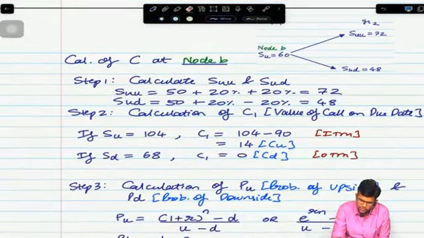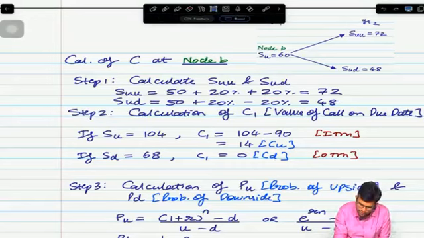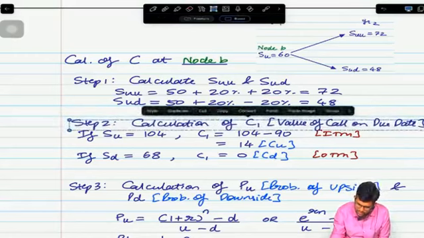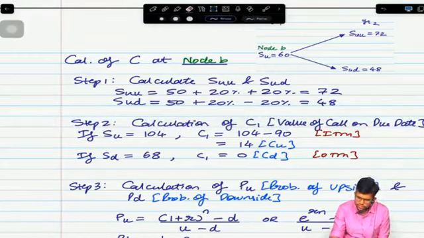Now that you're done with this, tell me what next? Calculation of C1. So I'll write here, calculation of C1. Now actually, do you realize this is the value of the call on due date? I'll just write here calculation of C.